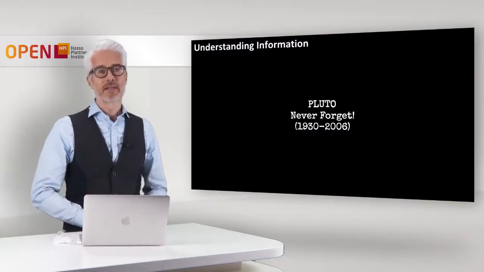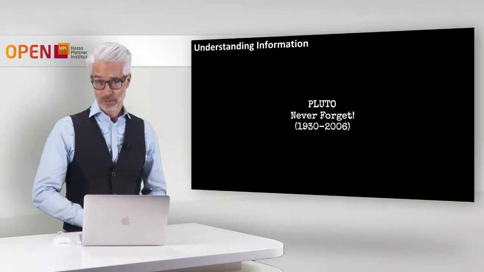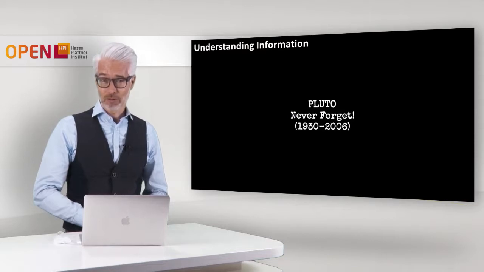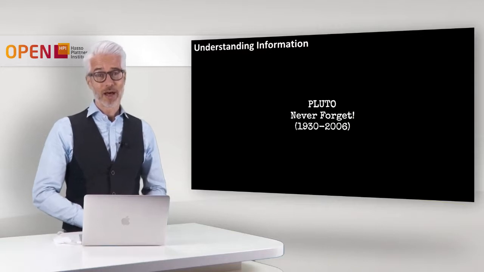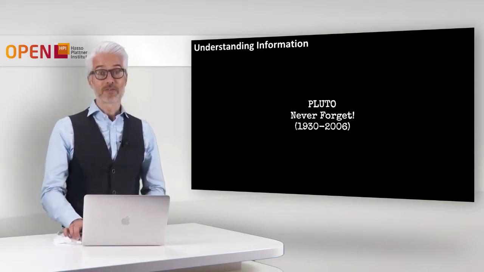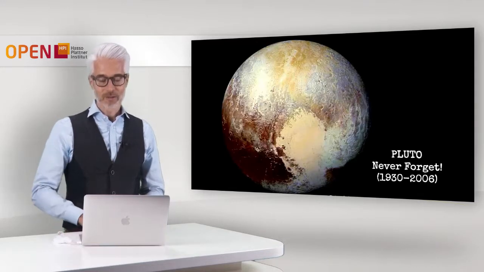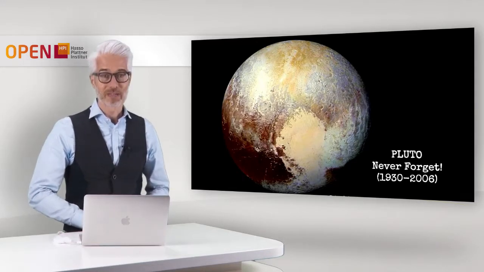Okay, let's try to understand information. What does this mean? Any idea? Who is Pluto? What means never forget? And then, okay, we have some time given there, 1930 to 2006. So usually this could be the lifespan of a person. But probably you might already have guessed it. In this case, it's not a person, it was the lifespan of a planet.